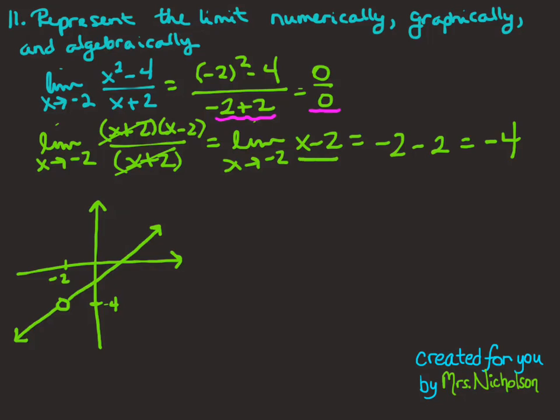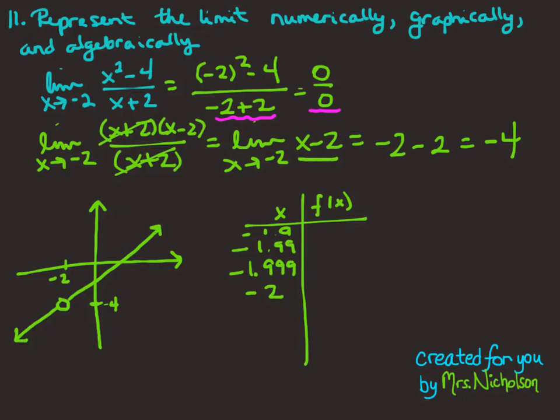Now the last way I want you to show me this limit is numerically. Numerically is when we make a table of values. I want values that are approaching negative 2. So that means I want negative 1.999, negative 1.99, and negative 1.9. And then on the other side of negative 2: negative 2.001, negative 2.01, negative 2.1. Here you have to use your calculator to figure these out. Of course, we're undefined at negative 2.